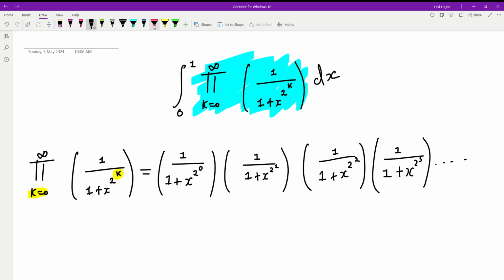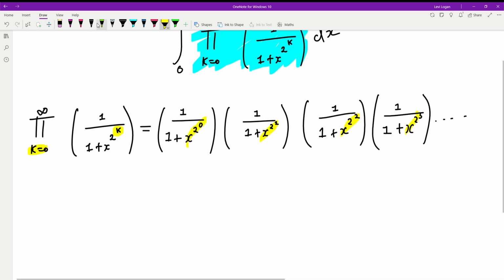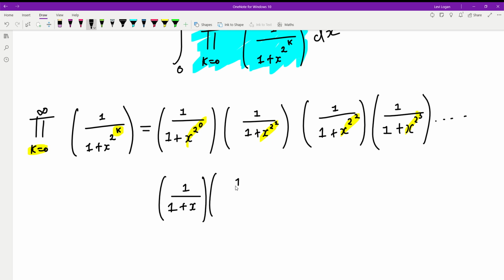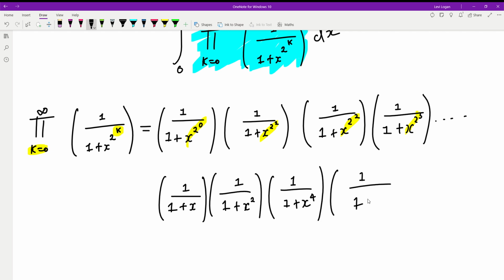What we want to do is start evaluating these terms and see what we get. So 1 over 1 plus x, since 2 to the power of 0 is just 1. Times 1 over 1 plus x to the 2, since 2 to the power of 1 is just 2. Times 1 over 1 plus x to the 4, since 2 to the power of 2 is 4. If you keep doing this, you start to see a pattern: all the powers double. 1 times 2 gives you 2, 2 times 2 gives you 4, 2 times 4 gives you 8, etc. And imagine this continues forever.